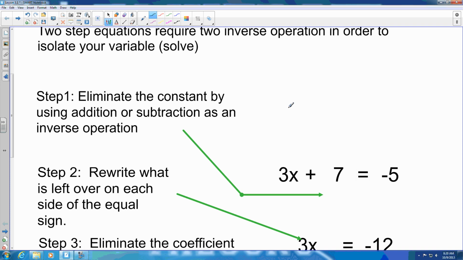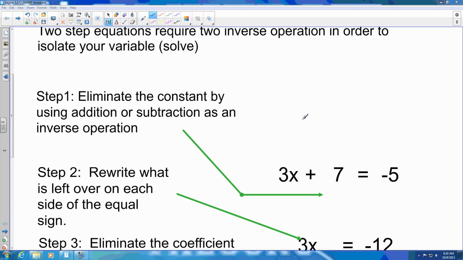Step 1 is we're going to eliminate the constant by using addition or subtraction as the inverse operation. That's the first thing you do. You do not use multiplication or division first. You've got to make sure that you use addition or subtraction in order to solve your equation.